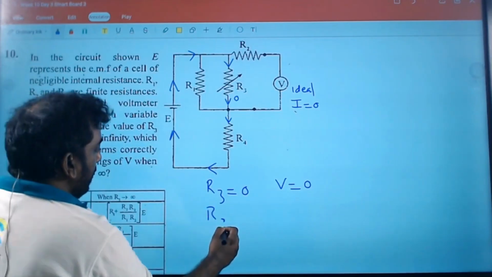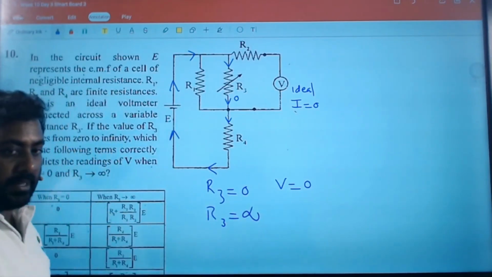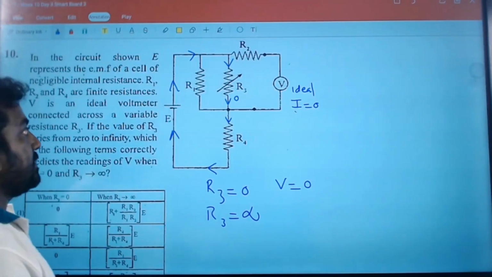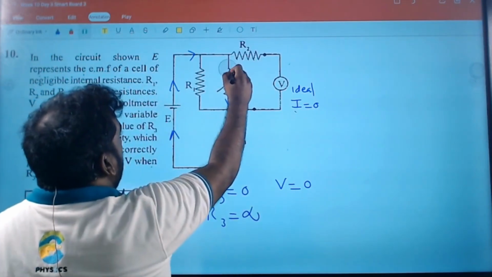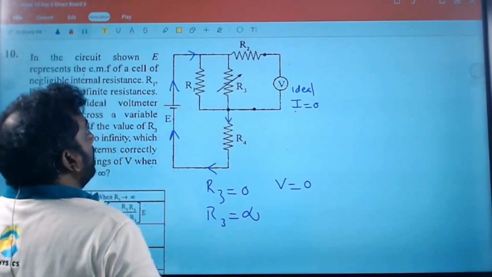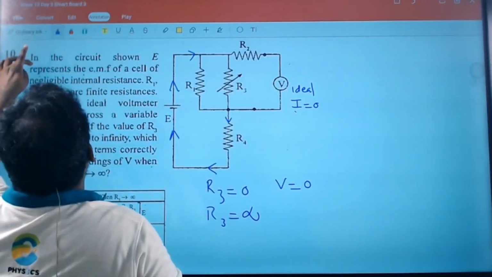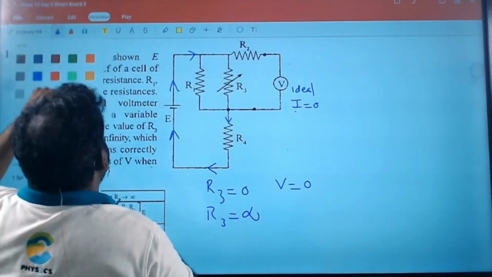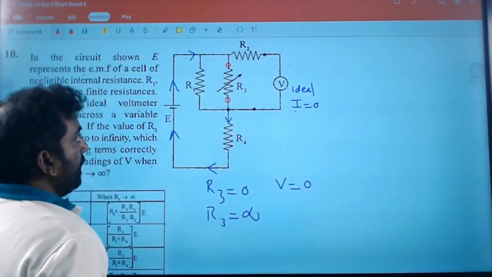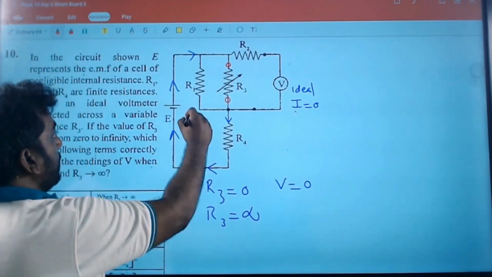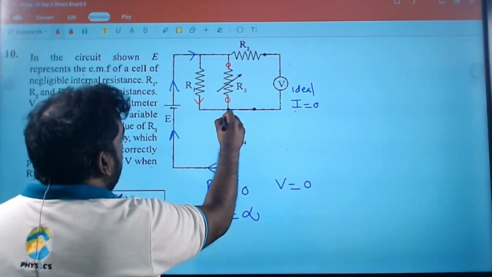Next is R3 equals infinity. R3 equal infinity means open terminal. What do you mean by open terminal? Open terminal means current won't pass through anyway. This is not there. Current won't pass through, so current will go across this and that. I'll mark it red.